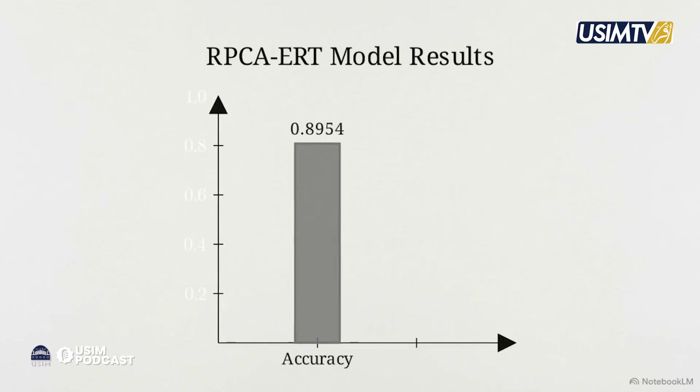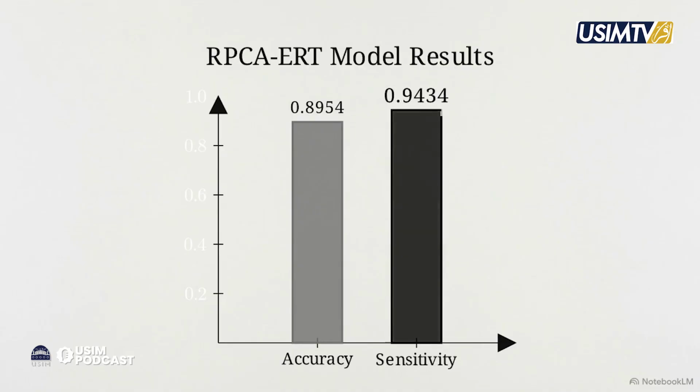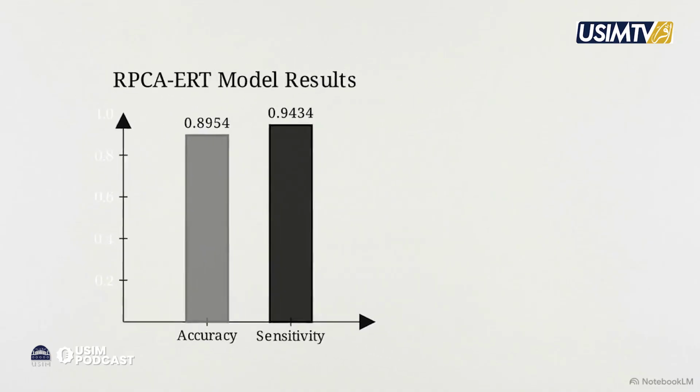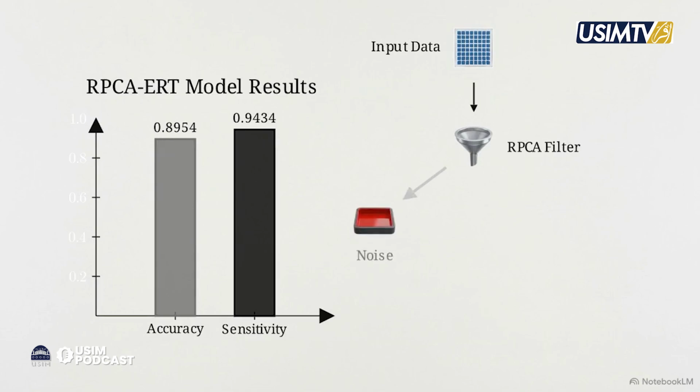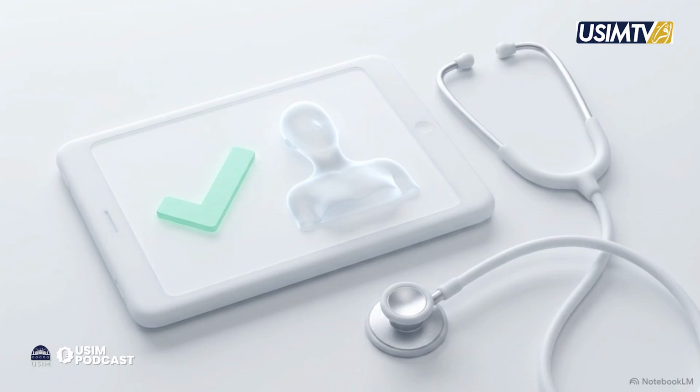The optimized RPCA-ERT model achieved an accuracy of 0.8954 and a highly impressive sensitivity of 0.9434, easily outperforming the baseline methods. By pairing a mathematical noise filter directly with a highly randomized decision engine, the researchers created a diagnostic tool truly viable for clinical environments.